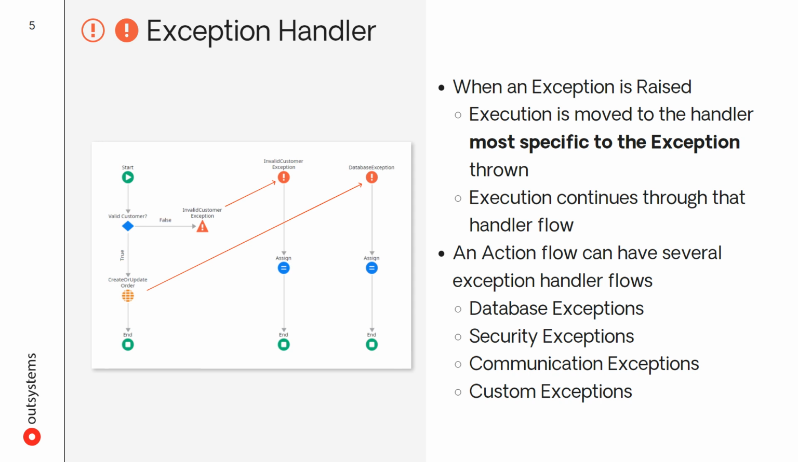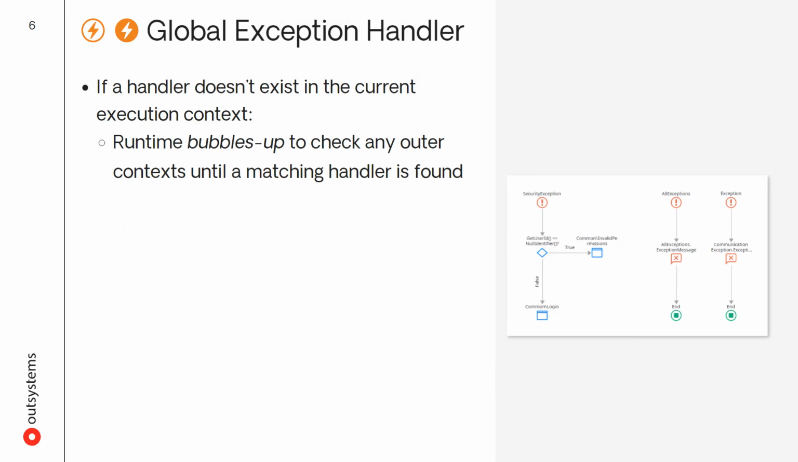An action can have multiple exception handler flows for database, security, communication, and custom exceptions. Inside an action flow, it is not mandatory to have exception handlers. When a matching exception handler flow does not exist in the action flow where the exception is raised, the execution moves to an outer context. In other words, it bubbles up until a matching handler is found.